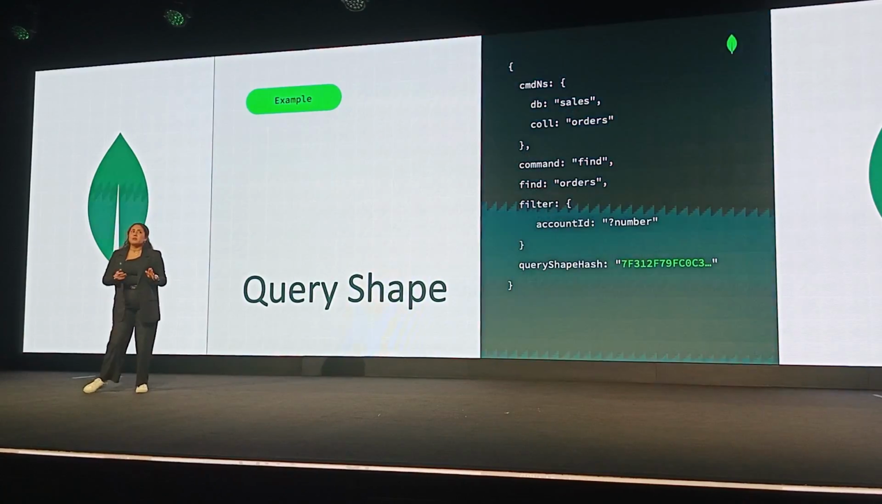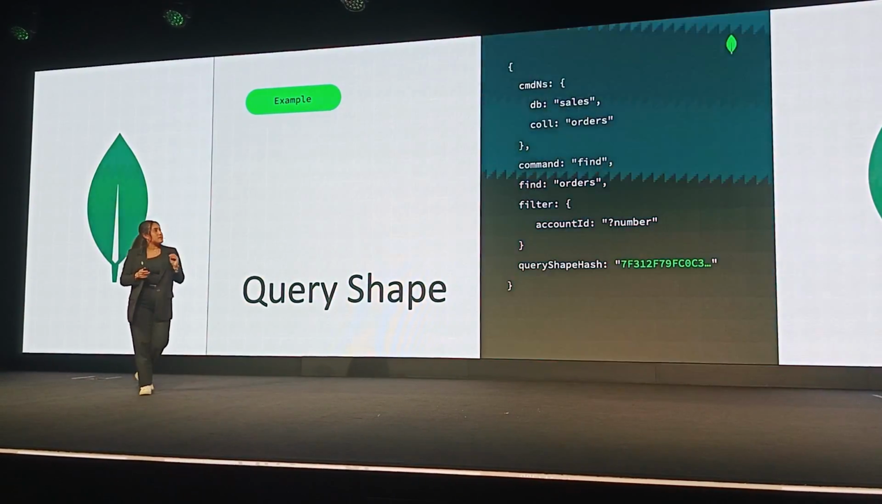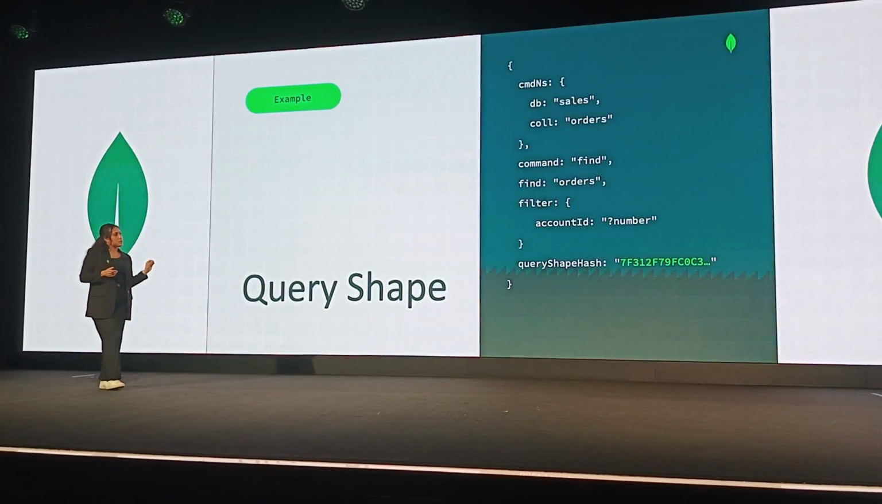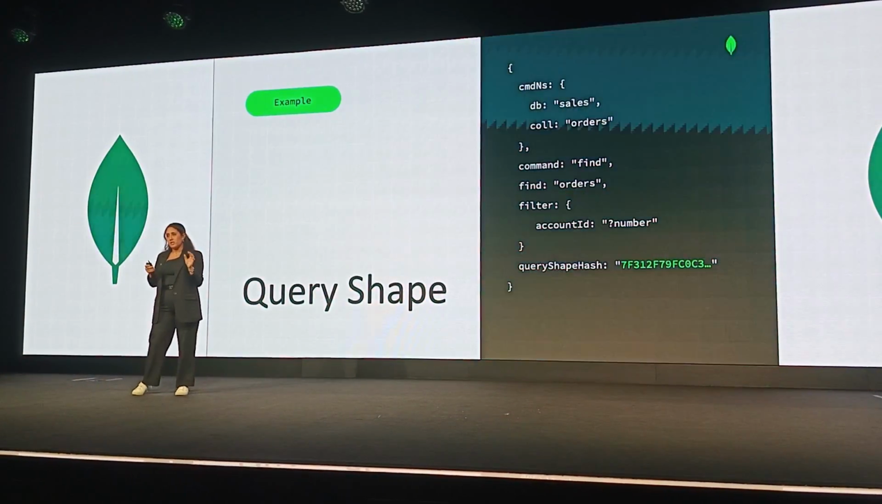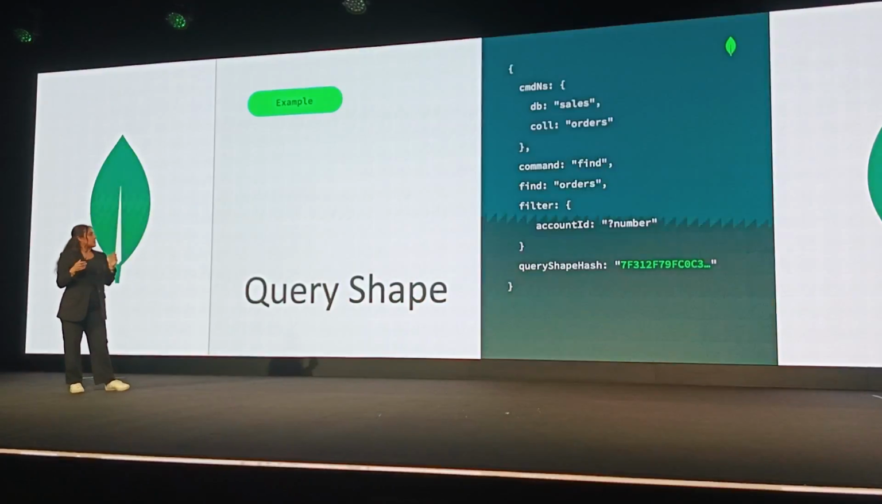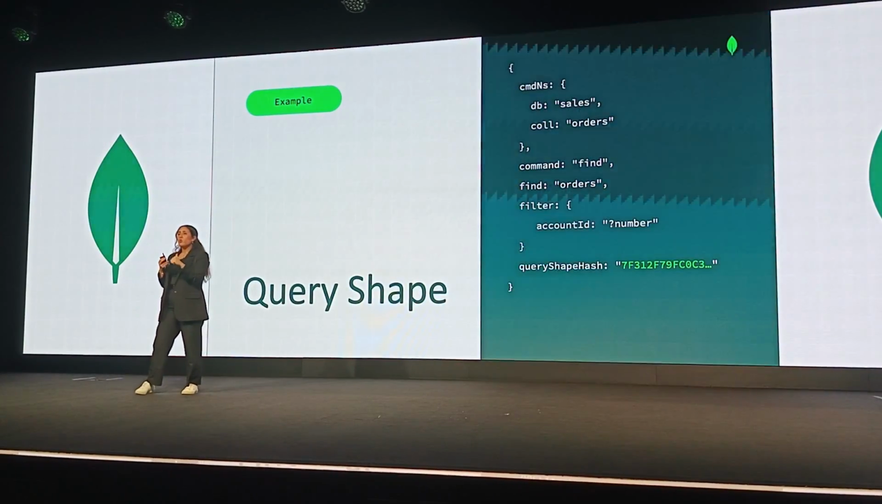The second thing that we've introduced is query shape. So what is a query shape? A query shape is an identifier, as you can see, the query shape hash. And this query shape hash, you can basically use it for other operations. I'm gonna explain it in a minute. But the idea of this query shape first is to understand the shape of the query. So what you are doing.